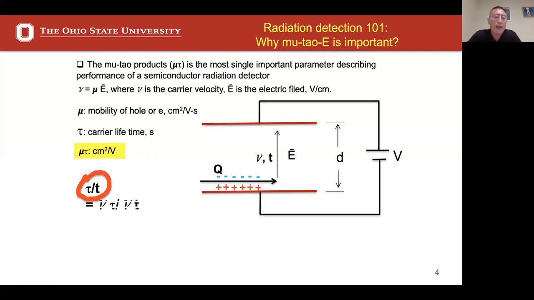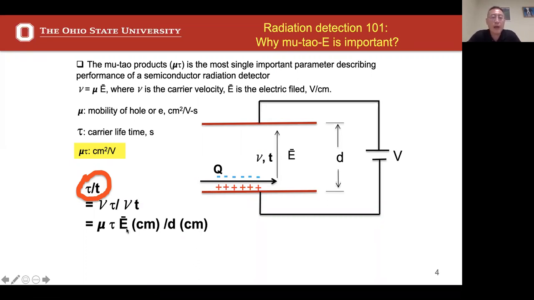If we multiply velocity on the numerator and the denominator, then you see the magic. Because v is defined by mu E, now you have mu tau E. And v t, of course, is the distance, that is the thickness of the detector the charge will travel. So now this makes a lot of sense because the units become centimeter.